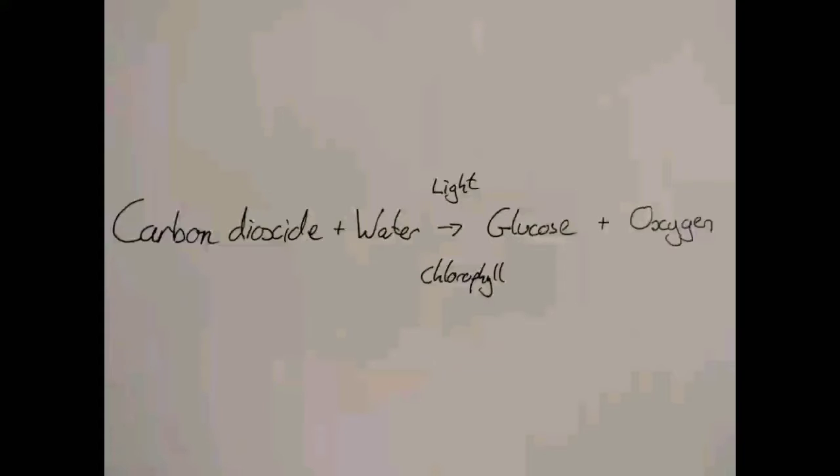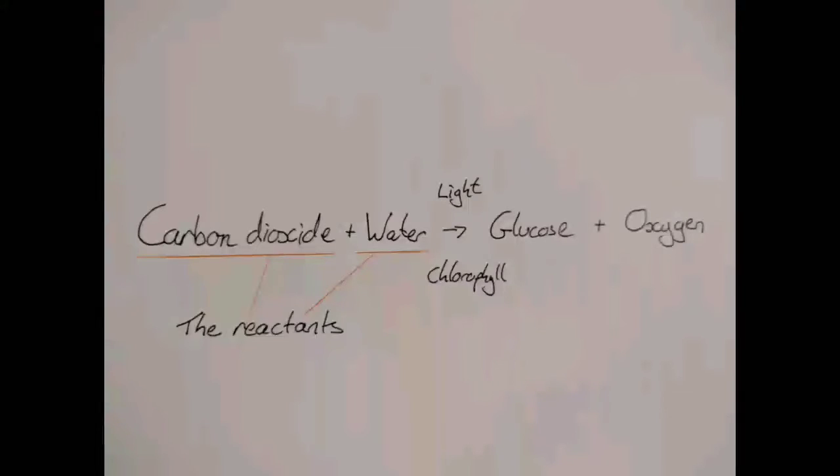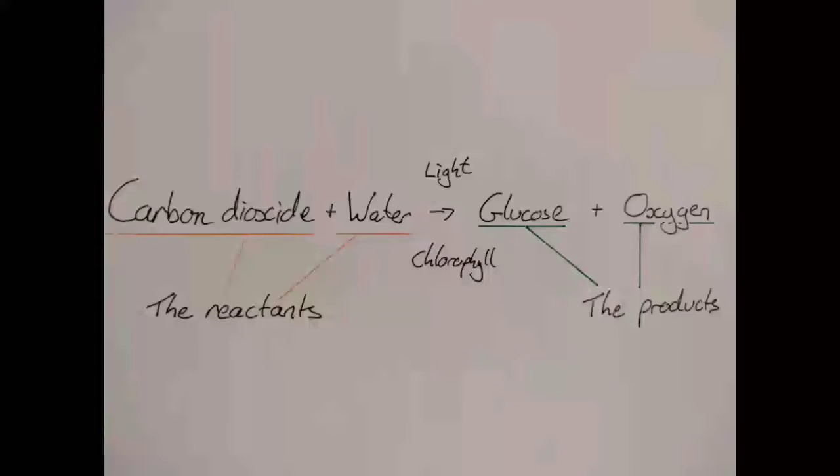Carbon dioxide and water are reacted together to form glucose and oxygen. If you're ever asked what the reactants are, think about what's on the left-hand side. So the reactants in photosynthesis are carbon dioxide and water. Similarly, if you're ever asked what the products of a reaction are, think about what's on the right-hand side. So in photosynthesis, the products are glucose and oxygen.